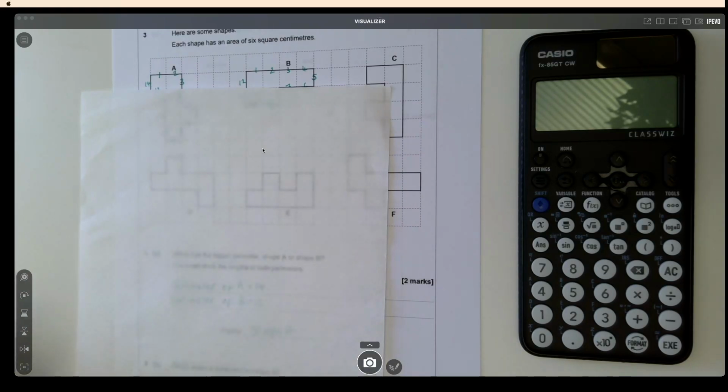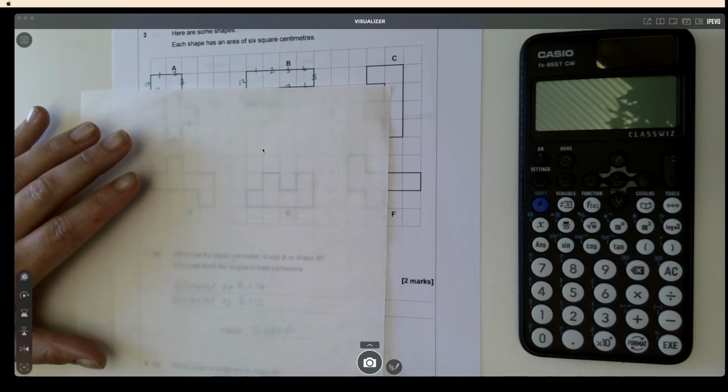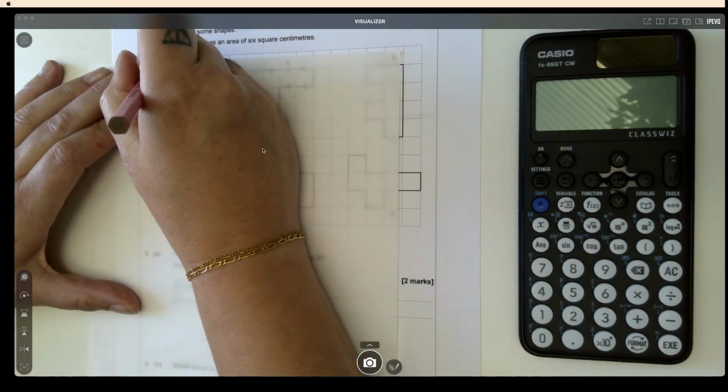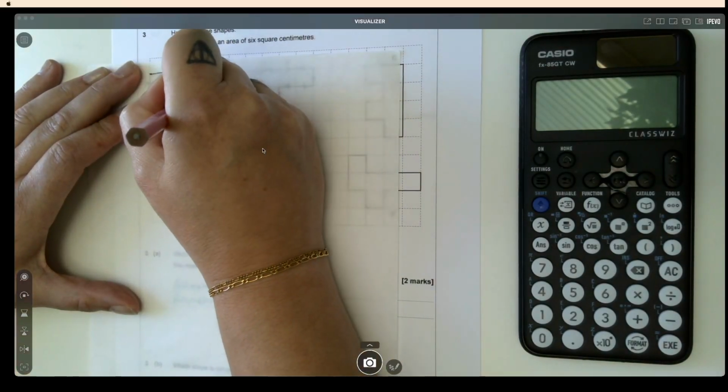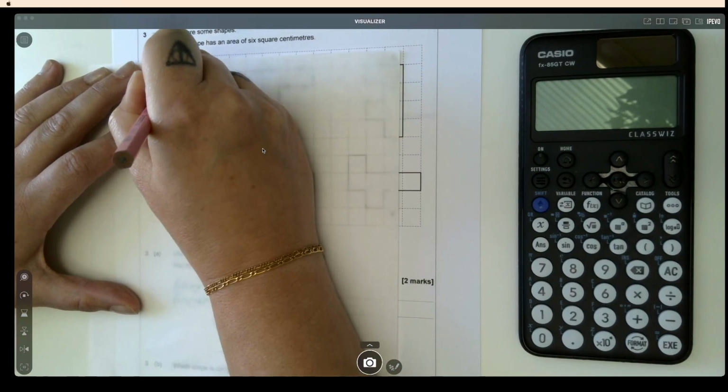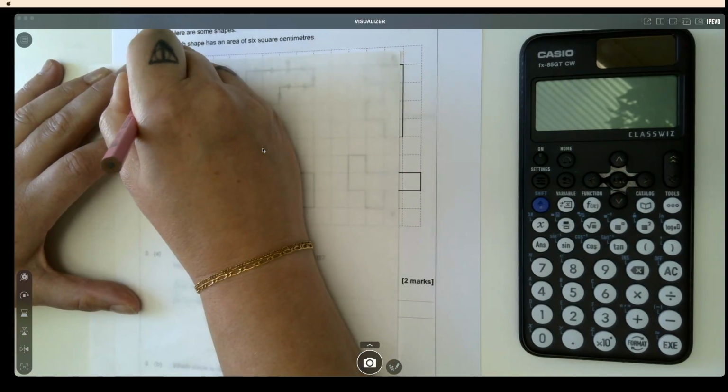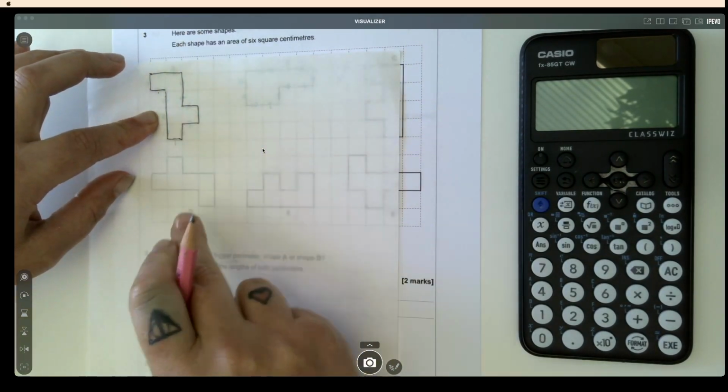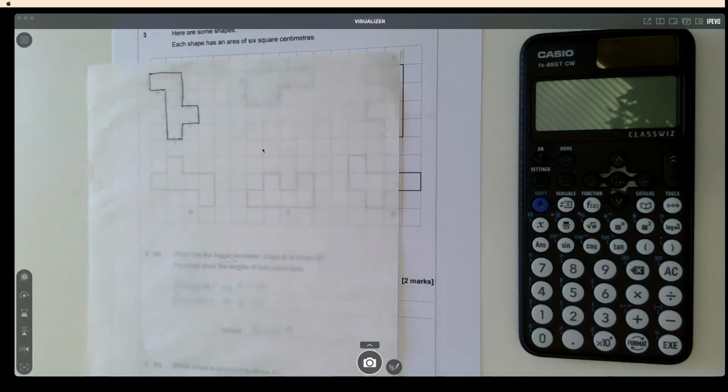You're allowed tracing paper in your exams, so when you go into your mock exams and things in the future, if you don't have it on your exam desk, then ask for it. So what I'm going to do is trace round shape A, and then use this as a template and pop it on the other shapes to see if it's the same shape or not.